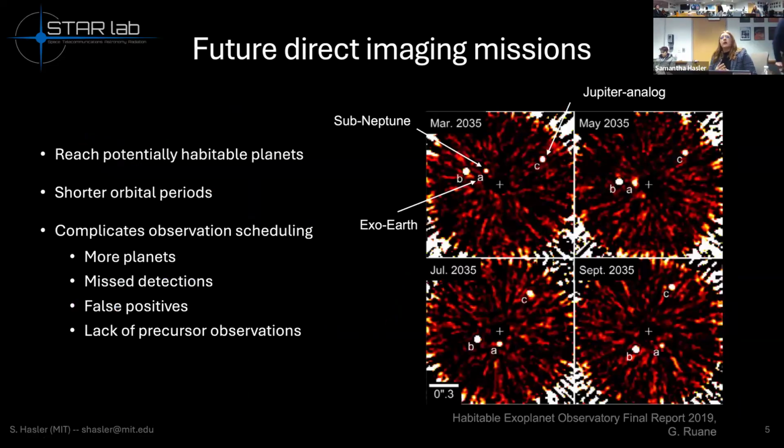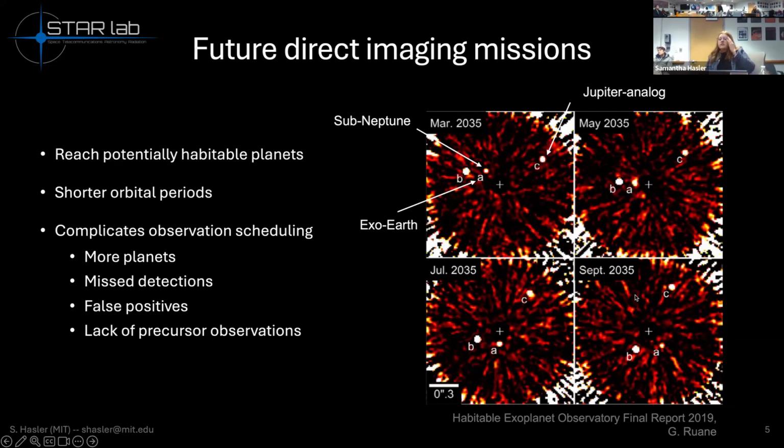On this slide, I'm showing you a plot from the HabEx final report. What you're seeing on the right-hand side are a set of simulated detections. This is a 3-planet system with a Jupiter analog, a sub-Neptune, and an exo-Earth. It's been imaged clearly 4 times over a year, from March to September. And you can see that between these panels, there is some orbital motion. So you see the planets move between the images.